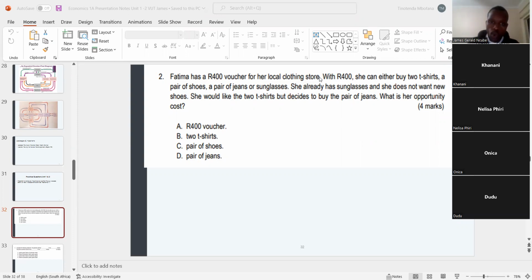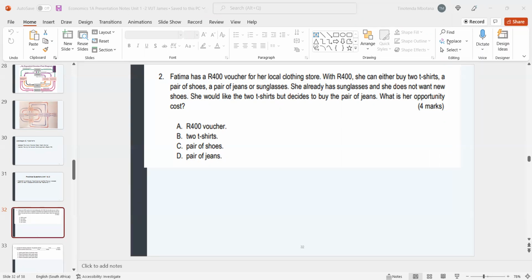All right. So the question here says, Fatima has a 400 Rand voucher. So you see, there are figures. That's why I was saying that you need to understand how to operate mathematics.